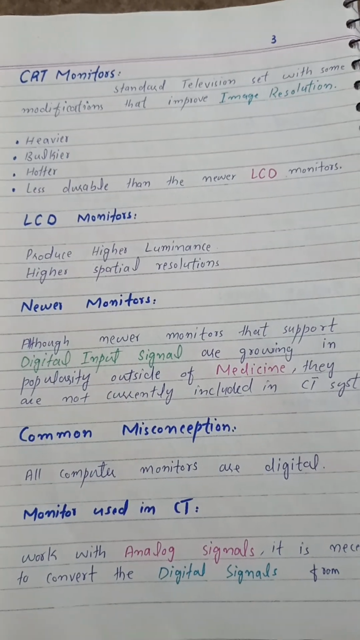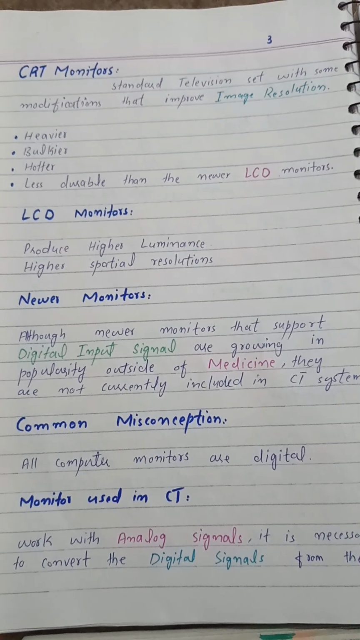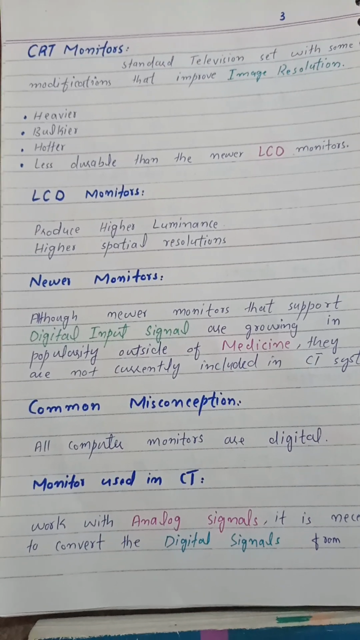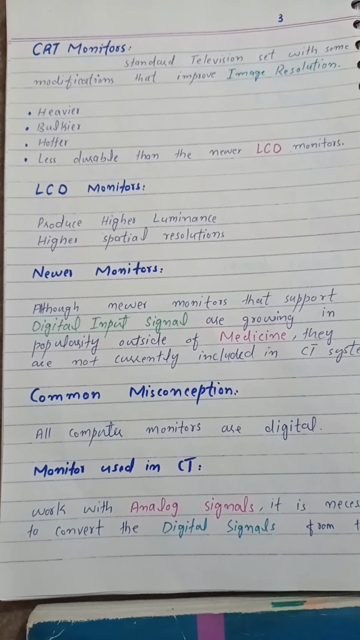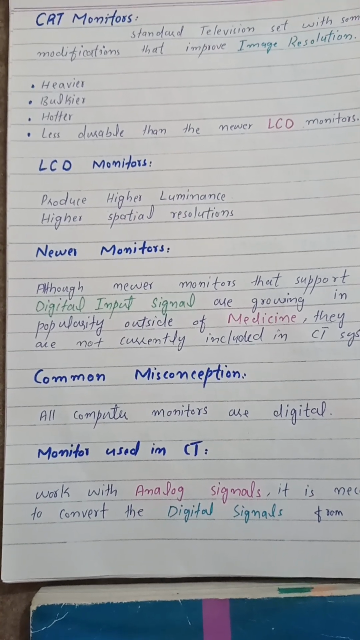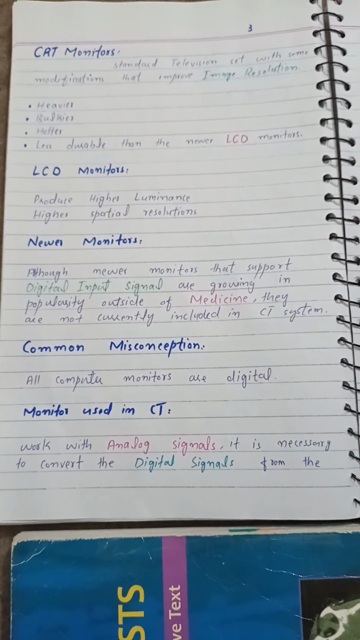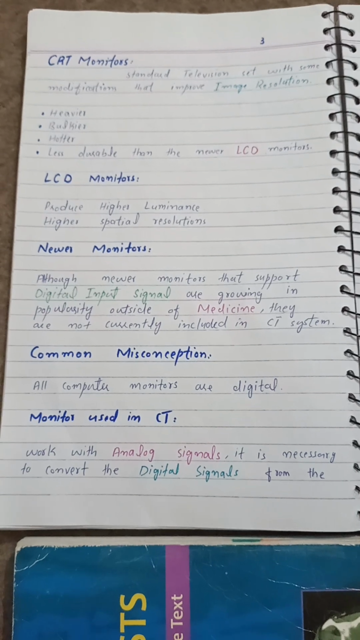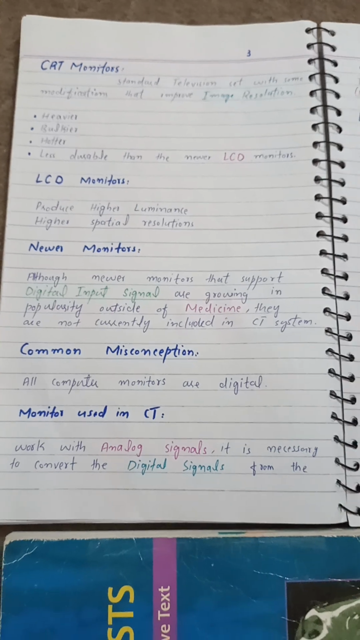CRT monitors are a standard television set with some modifications that improve image resolution. They are heavier, bulkier, hotter, and less durable than the newer LCD monitors. LCD monitors produce higher luminance and higher spatial resolution. Although newer monitors that support digital input signals are growing in popularity outside of medicine, they are not currently included in CT systems.